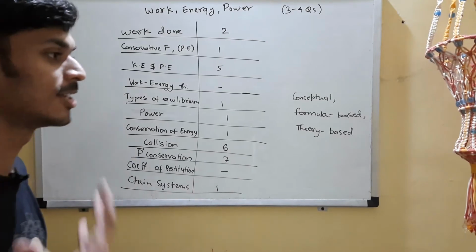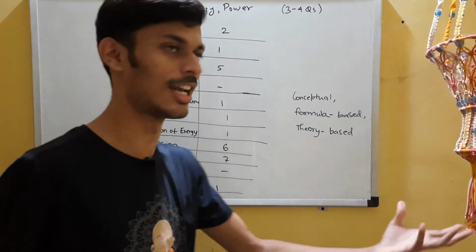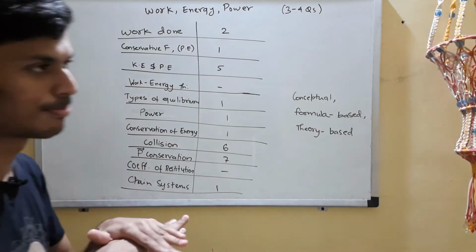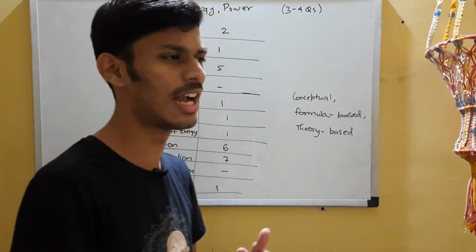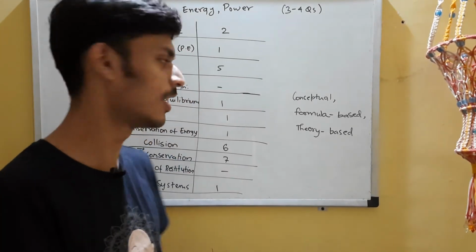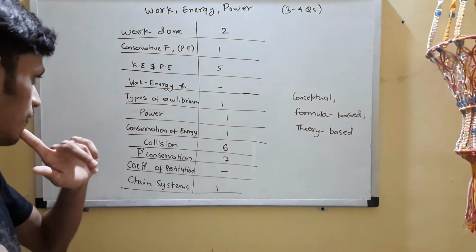Now the next thing is power. Power is the rate of doing work, right? On that also one question was asked. This question was purely formula based. I think they had asked you to use power is F dot V, yeah, that relation.